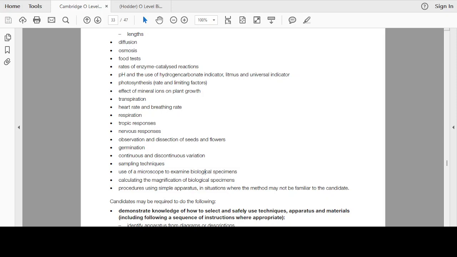Well, these are the different experimental scenarios that may be presented and tested in the paper. So you can see that these are all topics that are covered in the syllabus as a whole. But which of those topics might show up in your practical or alternative to practical paper? So they're giving you a list that these are all the topics. So they're not entire chapters, they're basically subtopics or concepts that may be tested in paper 3 and paper 4. All right?